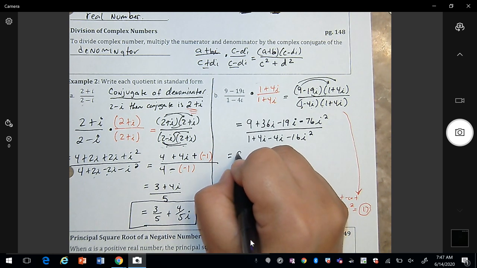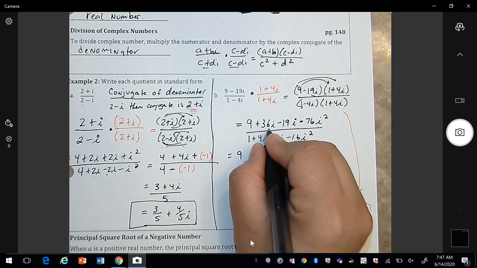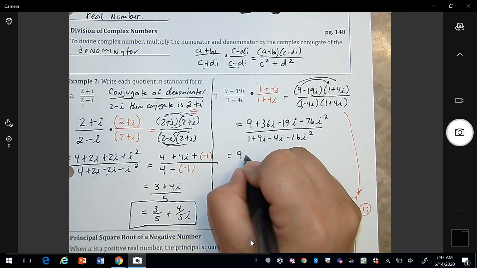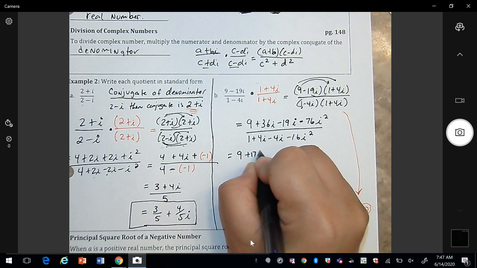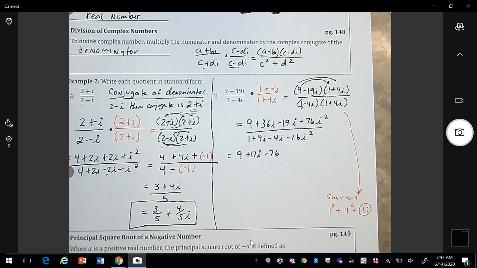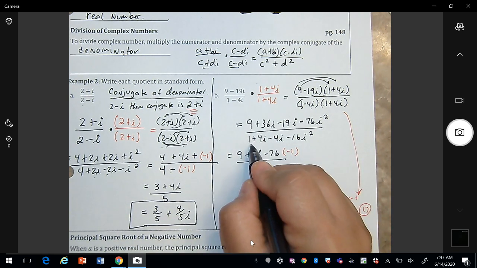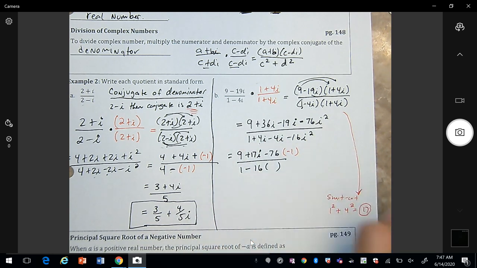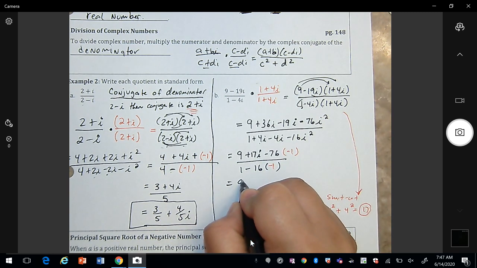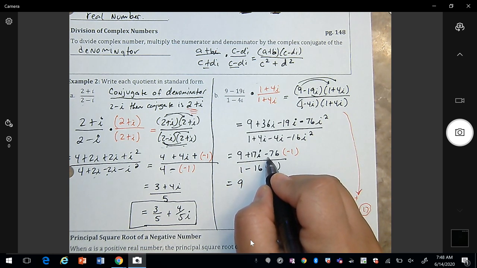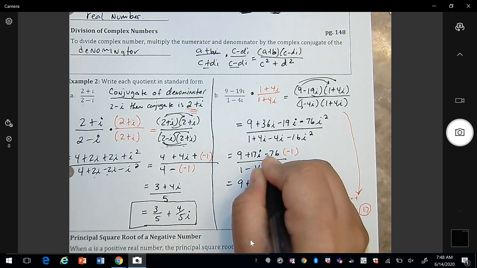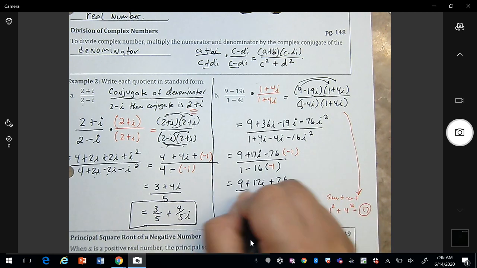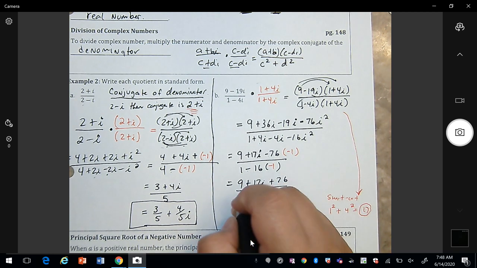Gather your like terms. So we have 9, 36i minus 19i is 17i, minus 76. Instead of i squared, I'm going to replace it with negative 1. The 4i and negative 4i cancel. Minus 16, instead of i squared, replace that with negative 1. So we end up with 9 plus 17i. Negative negative is plus 76. And negative is positive.